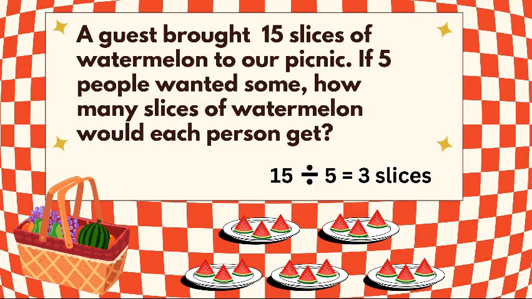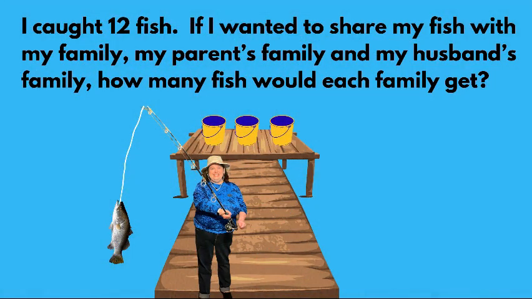If you said that the answer was 3, then you are correct. All you have to do is look at each plate. Each plate has 3 slices of watermelon on them. 15 divided by 5 equals 3. Let's catch some fish for dinner.